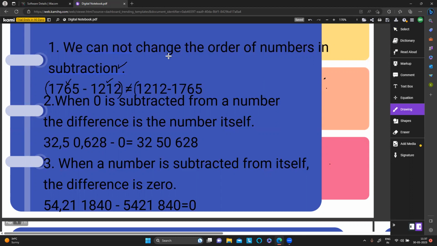The larger number will come first, and the smaller number, which is also called the subtrahend, will come next to it. Only in this order they can be subtracted. Otherwise, if you keep the smaller number first and subtract the larger number from the smaller number, the answer will be a negative integer, which is entirely different. Okay, the difference is not always equal. It is not equal to the other thing.